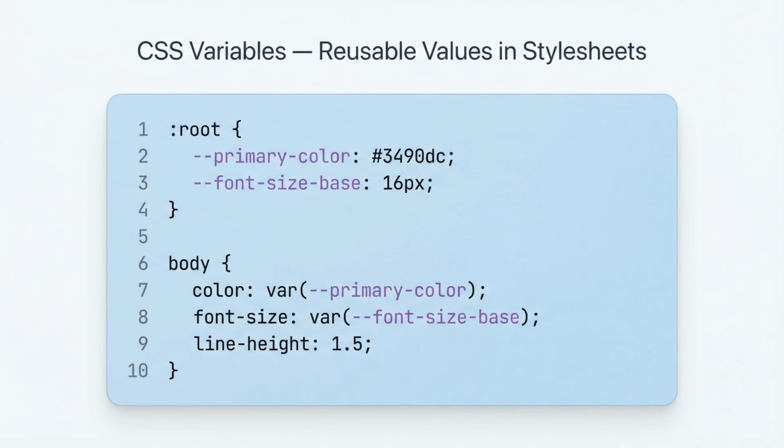One more concept worth touching on is CSS variables, also called custom properties. These allow you to define a value once, like a color or a font size, and then reuse it throughout your CSS file using the var function. This makes your CSS much easier to maintain, because if you want to change your brand color, you only change it in one place and it updates everywhere. This is a concept we'll be exploring as we move forward.